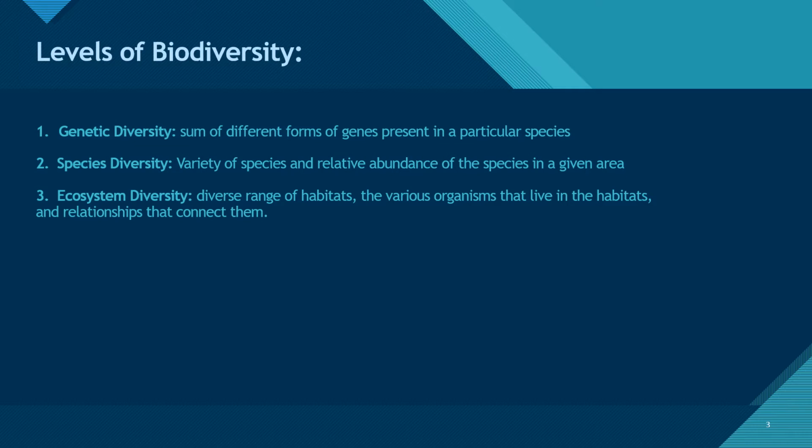Next is species diversity. It's the variety of species and relative abundance of that species in a given area. Lastly, we have ecosystem diversity, which is the diverse range of habitats, the various organisms that live in those habitats, and the relationships that connect them.